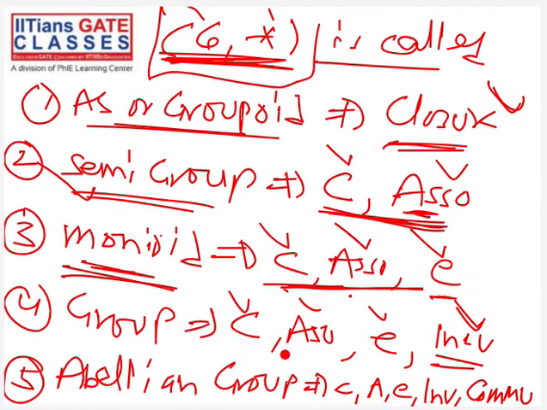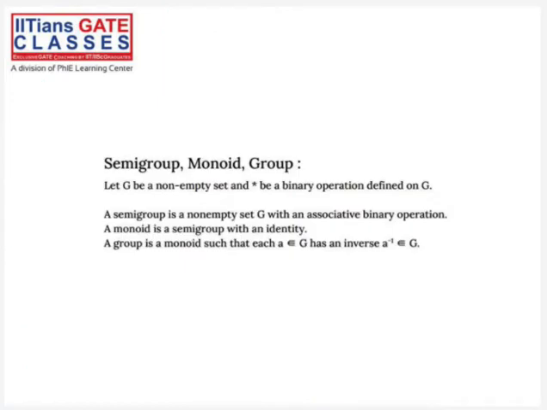Now here you have added one more. Similarly here you have added one more. So you can say that every semigroup is a groupoid, every monoid is a semigroup, every group is a monoid, every abelian group is a group. Okay, so I hope all these things are clear. So now let's move on.